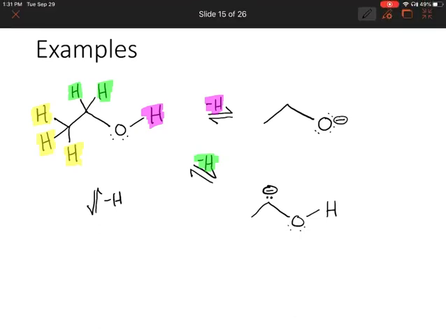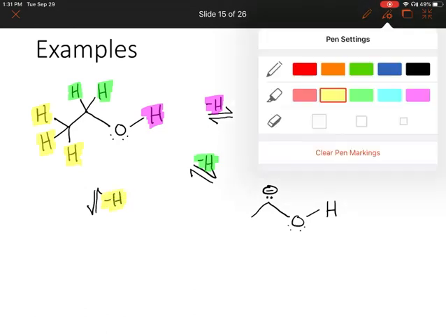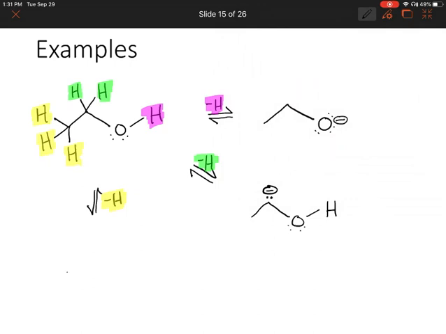And then what would happen if we lost a yellow hydrogen to a base? So we would still have our purple hydrogen. We would still have both green hydrogens, so the second carbon would be neutral. But that first carbon on the left would now be negatively charged because it's lost a hydrogen but gained an electron. All right, so we've got our 3 different conjugate bases.